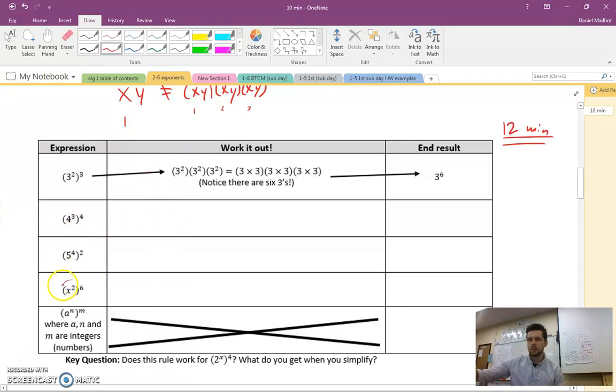Let's talk about this one down here with the variables in them. So x squared to the 6th. So this is weird, right? It's like x squared is going to be multiplied by itself, I guess you don't need the dots in there, huh? 6 times: 1, 2, 3, 4, 5, 6. x squared 6 times. But then, how many x's are in each of those little parentheses?